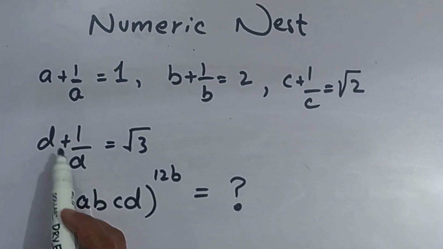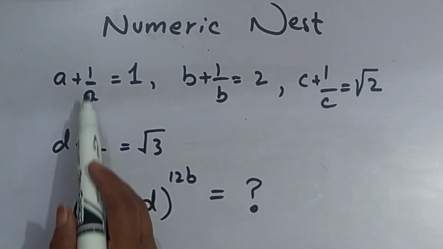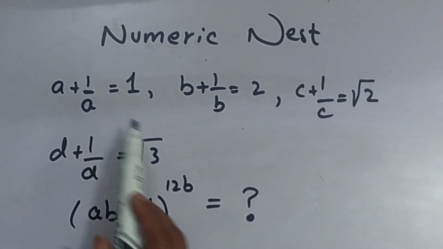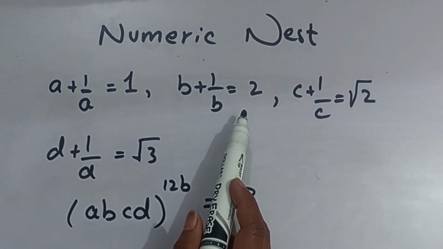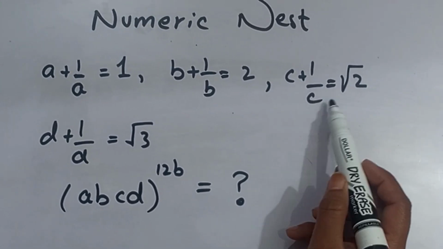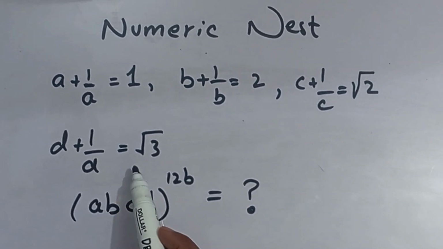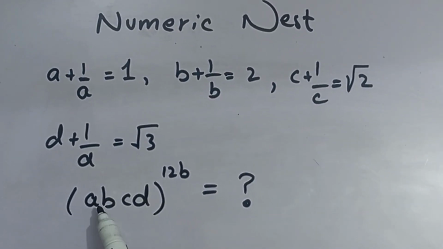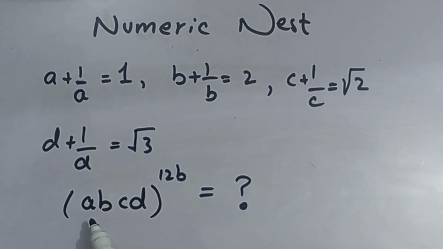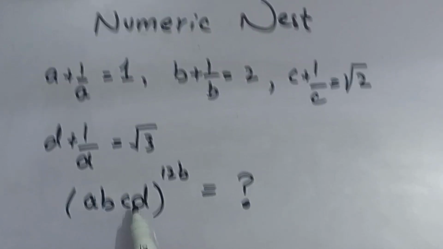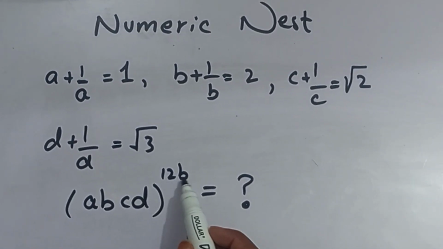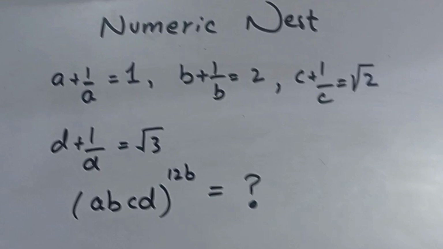And we have a plus 1 over a is equal to 1, b plus 1 over b is equal to 2, c plus 1 over c is equal to square root 2, and d plus 1 over d is equal to square root 3. And we find the value of the product of a, b, c, and d whole raised to the power 12. So let's start.